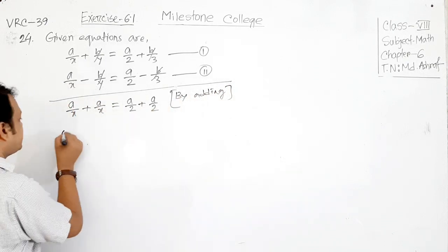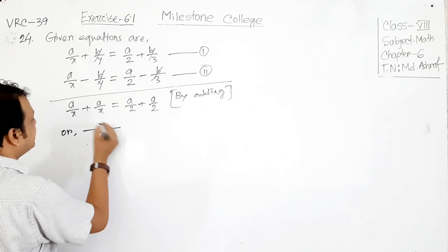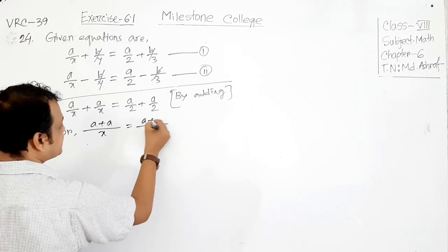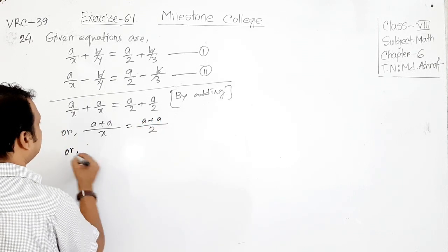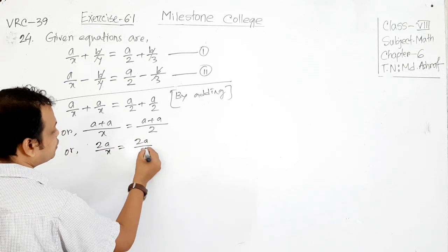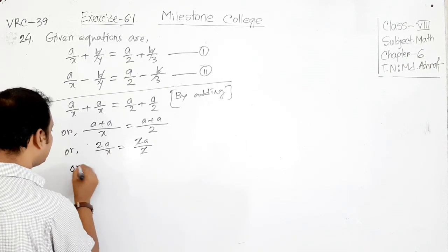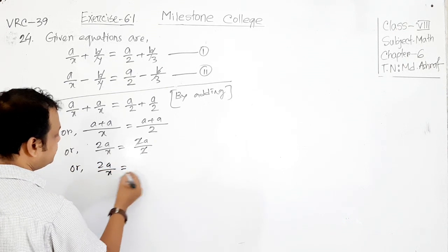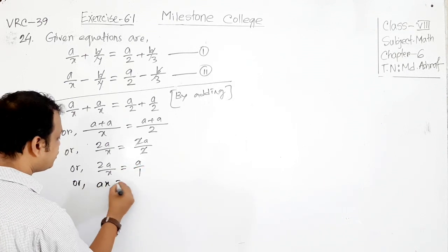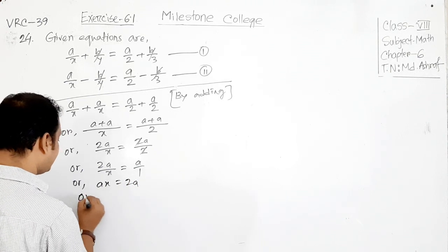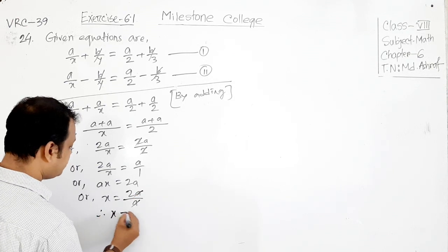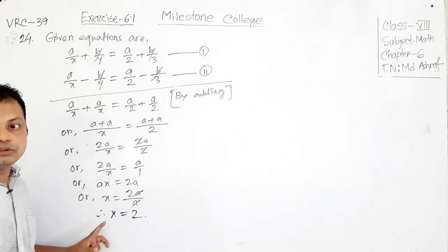Now do the simple calculation. LCM will be x, then we will get a plus a, and on the other side LCM will be 2, then we will get a plus a. Now 2a divided by x equals 2a divided by 2. So 2 and 2 will be eliminated, then we get 2a divided by x equals a by 1. Now by cross multiplication we get ax equals 2a, or x equals 2a divided by a. a will be eliminated, therefore x equals 2.